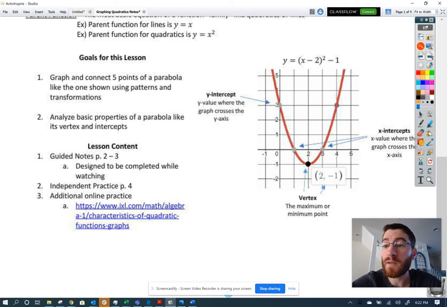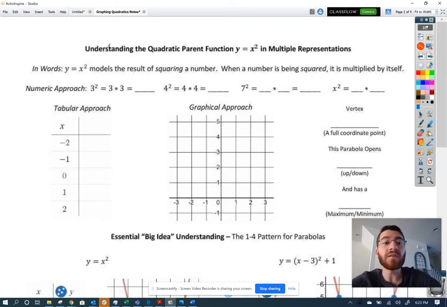So let's begin. We're going to begin by understanding the quadratic parent function, y equals x squared, in multiple representations. Multiple representations means that we're going to look at it in fundamentally different ways. We're going to graph it, we're going to try doing a table, we're going to read it in words. So in words, the parabola, the parent function y equals x squared, models the result of squaring a number because we have x squared. When a number is being squared, it's multiplied by itself.